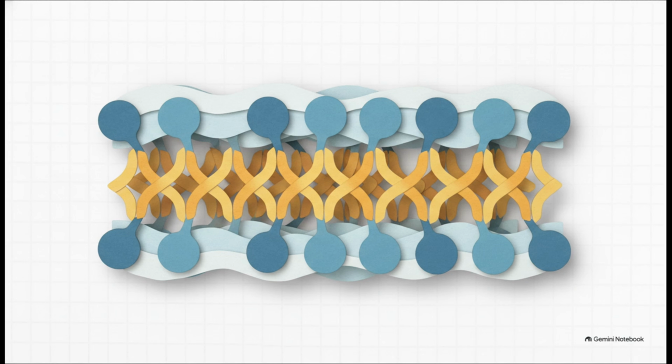They've got polar heads that absolutely love the watery environment on the inside and outside of the cell, so they face outward. But their tails? Those are hydrophobic. They fear water, so they naturally tuck themselves away on the inside of the bilayer. It's an elegant design that creates an immediate, highly effective barrier against the outside world.